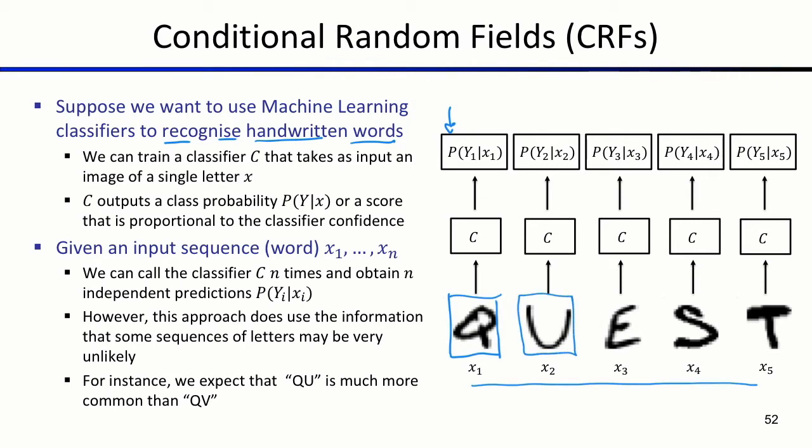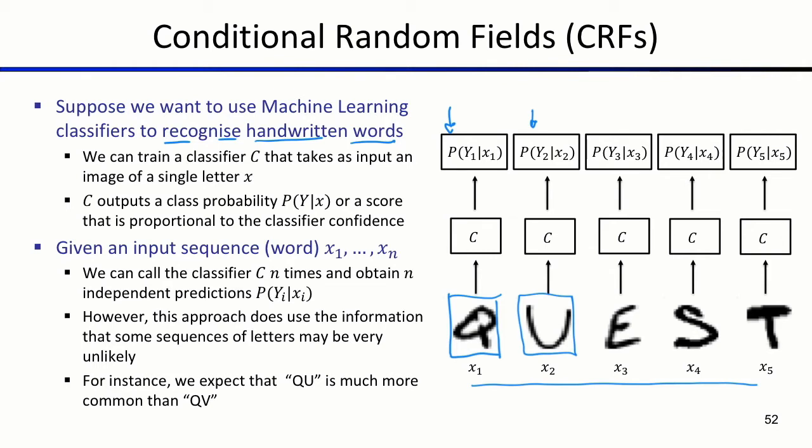So that's going to be independent runs. If you have n letters in the word, we're going to run the classifier n times, and each time it will come out with one output like this. This output does not need to be a probability. Many classifiers just output a sort of score, but this score is proportional to the confidence that the classifier has in each label.